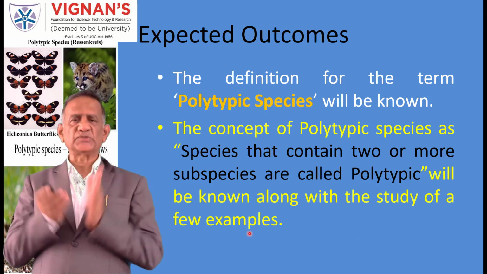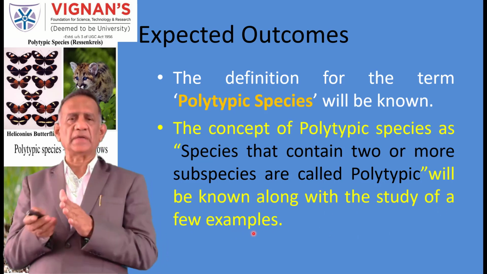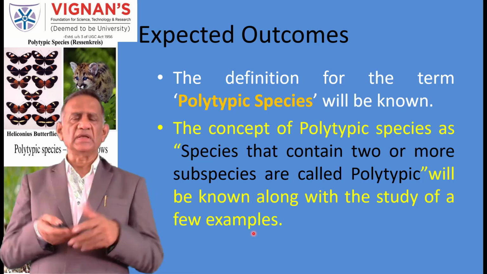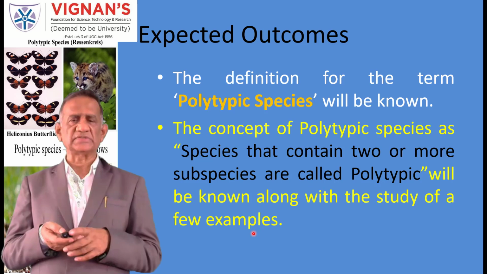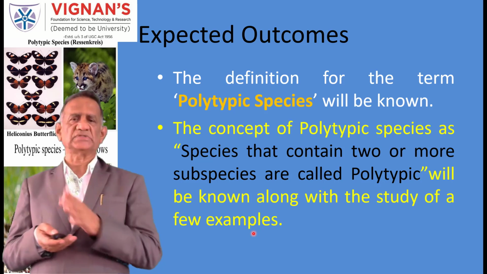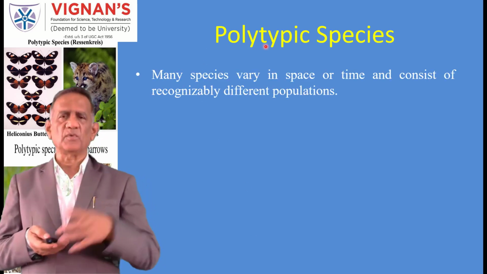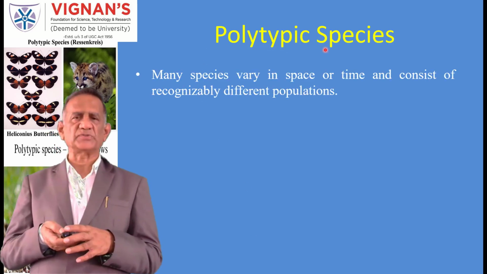Why? Every species you say independent, but again polytypic. That is, they are closely related and associated with the various food habits and all those things. That's what they are said to be subspecies within the species. Now let us see a few more details, the definition of polytypic species.